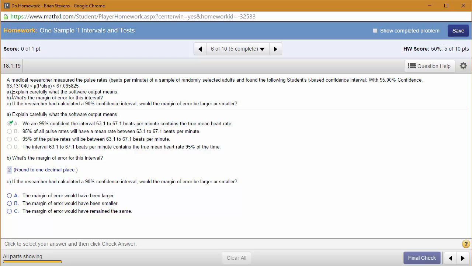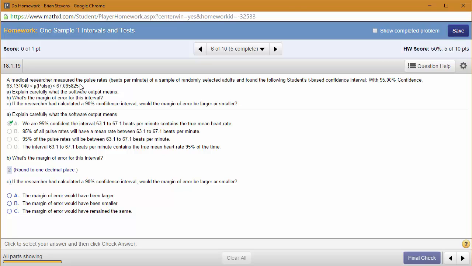If you add 2, this goes to 65.1, and if you add 2 again, this goes to 67.1. Just think about that. If you round this to 63.1 and 67.1, 65.1 would be in the middle. Or just round this to 63, and then if you add 2, you get 65, and round this to 67. The margin of error is how much you have to add to get to the middle and then to the top part. That is your margin of error.